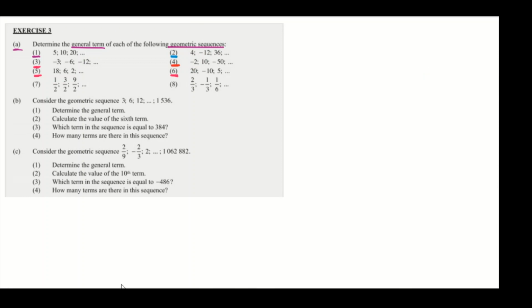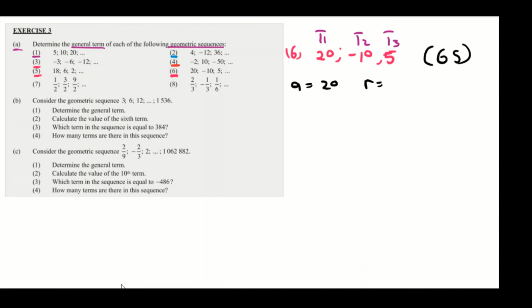Okay, so now we're going to do number 6, and the sequence is 20, minus 10, and 5, right? This is term number 1, term number 2, term number 3. And we are told that this is a geometric sequence, right? So the A value is equal to 20, and the common ratio is equal to term number 2 over term number 1, equal to term number 3 over term number 2.